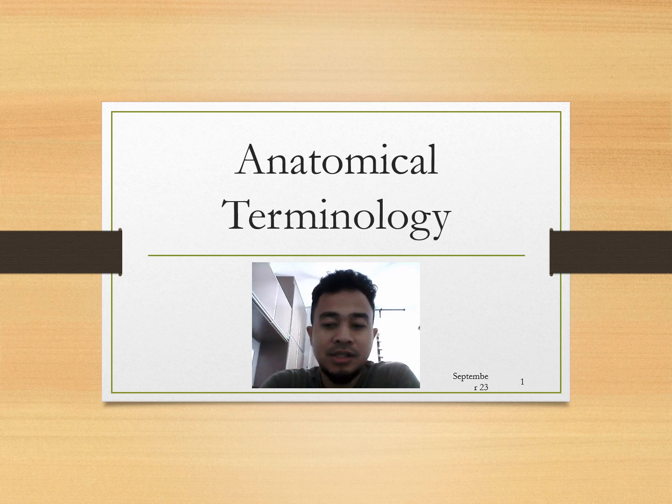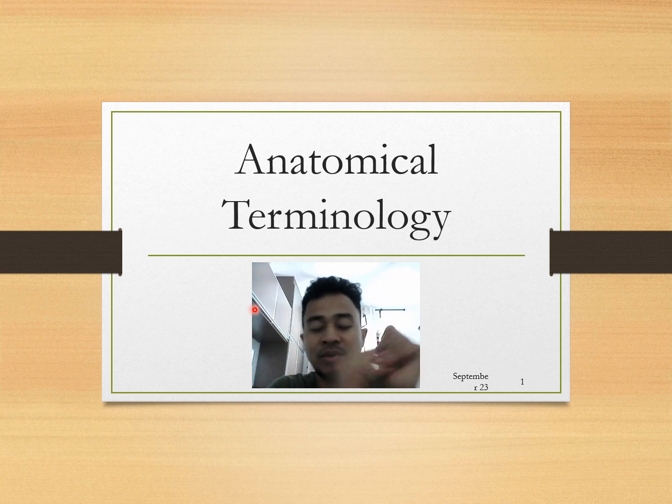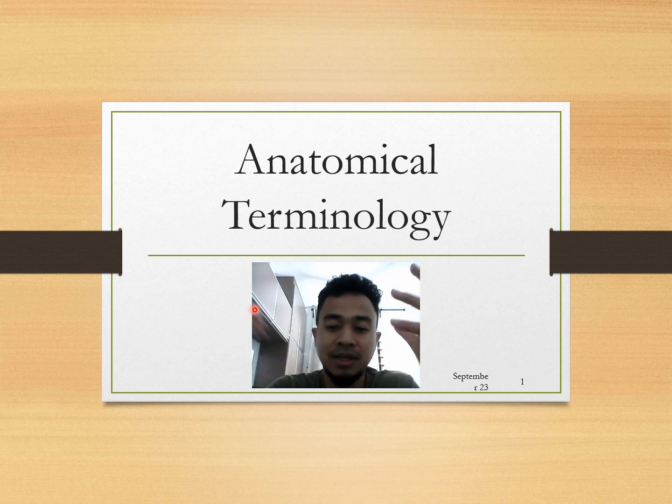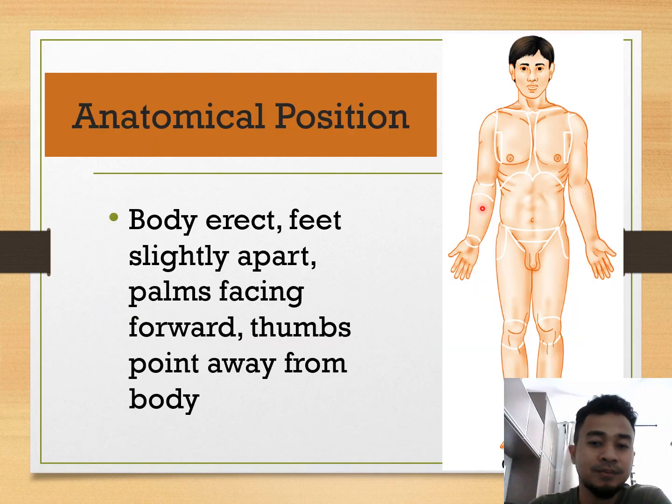We meet again. This is our last chapter or subtopic under chapter 1. The last topic will be anatomical terminology. On this topic we will learn about the body position, body cavities and other terms that you should get familiarized with before you continue to other chapters. So without further ado, first of all, anatomical position.